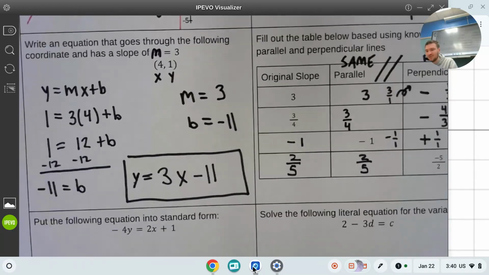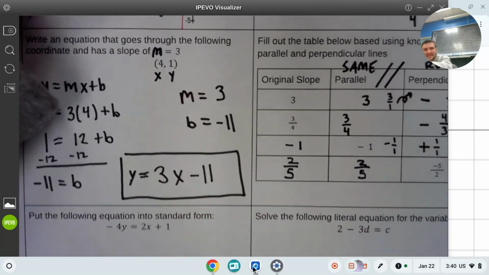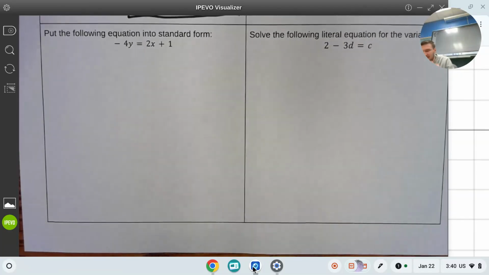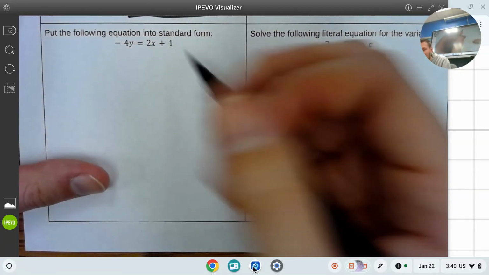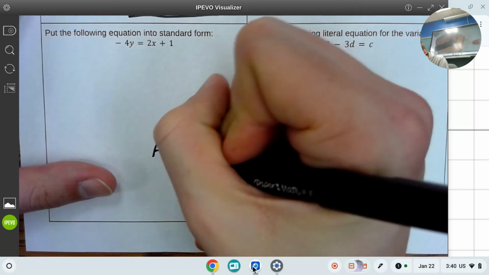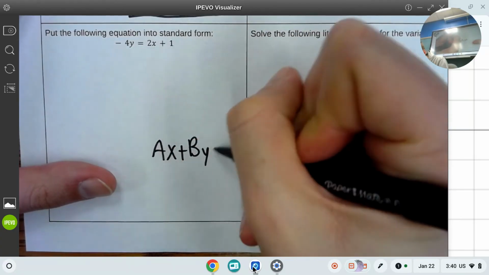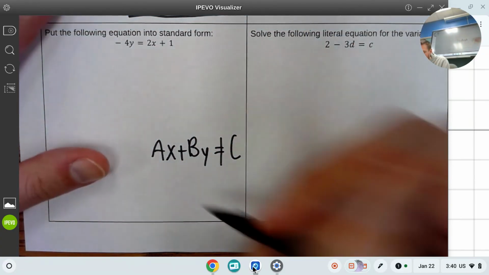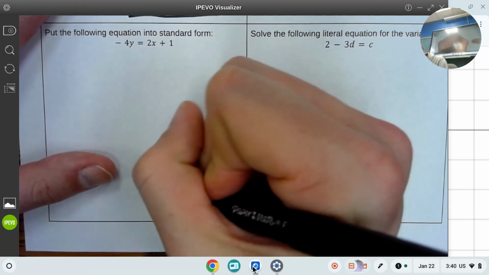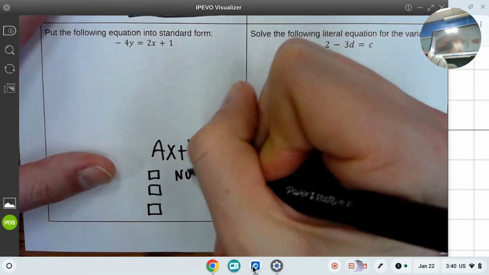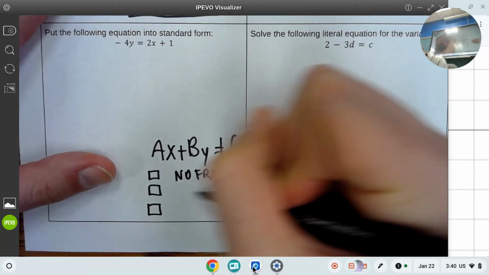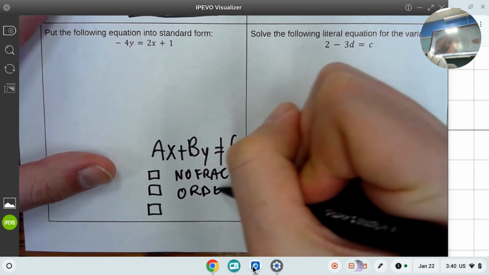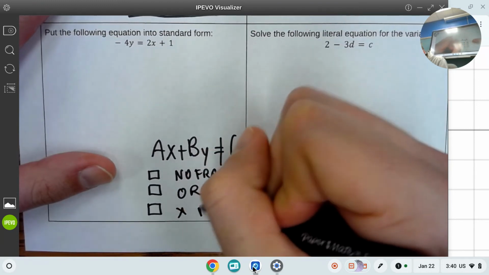All right, we got 2 questions left. Literally, that's it for the entire semester. This one says standard form. Standard form looks like this: AX plus BY equals C. And there are 3 checkboxes that we have to have. No fractions. The order has to be perfect. And the X has to be positive.